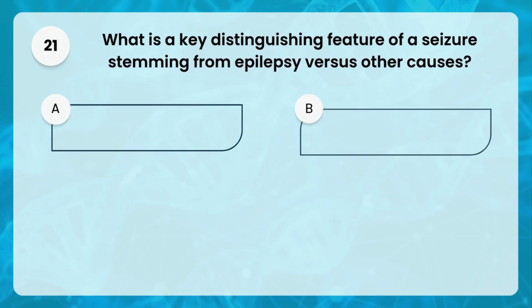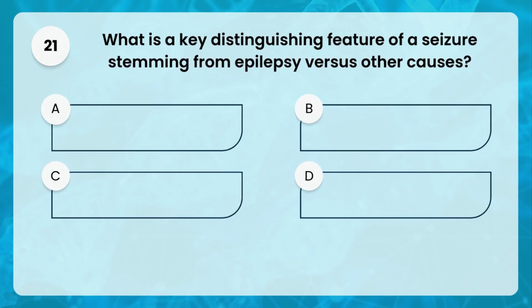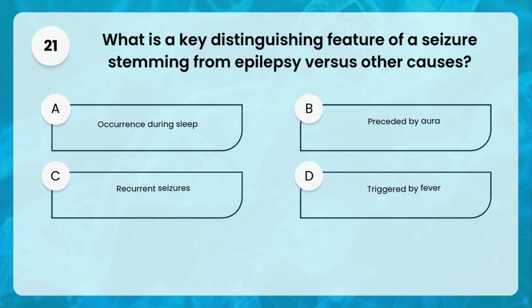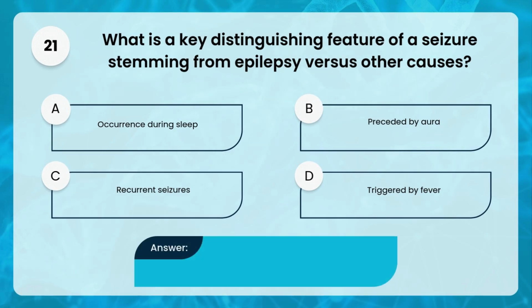Number 21. What is a key distinguishing feature of a seizure stemming from epilepsy versus other causes? A. Occurrence during sleep. B. Preceded by an aura. C. Recurrent seizures. Or D. Triggered by fever. The answer is C. Recurrent seizures.